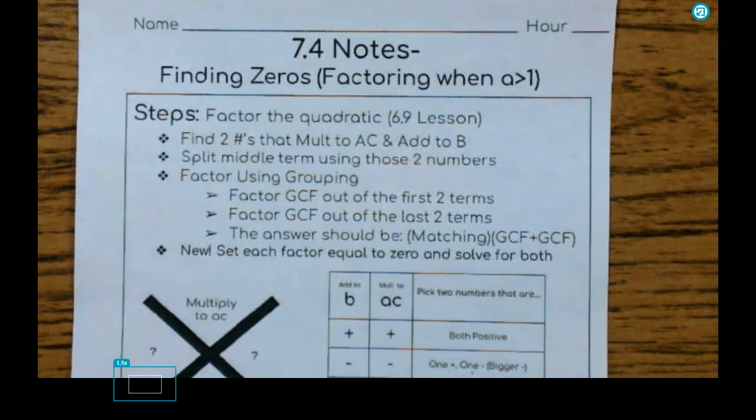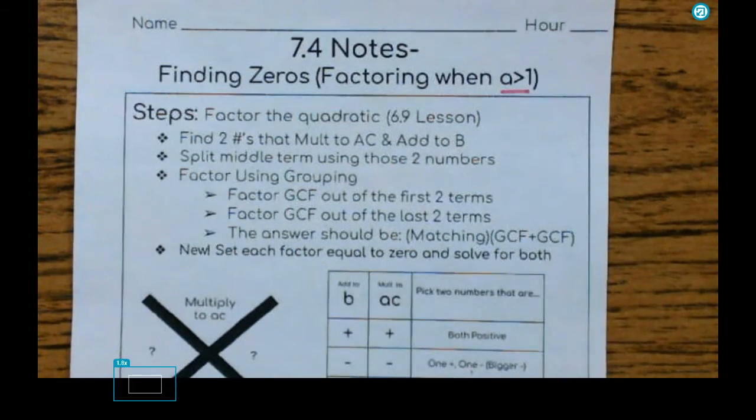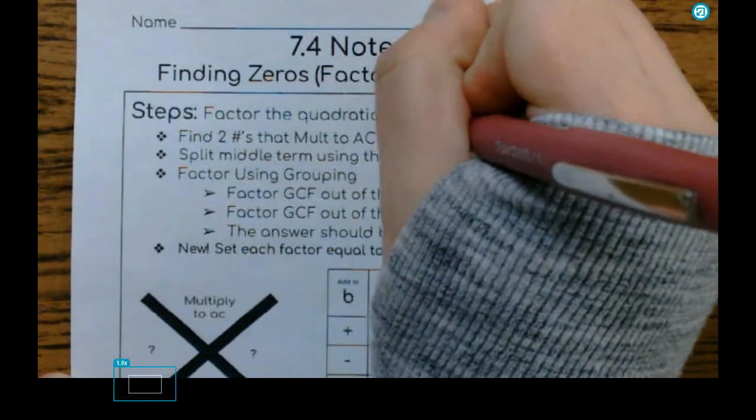7.4, finding zeros, factoring quadratics with a leading coefficient greater than 1. Grab a note sheet, please. So, like I've already said, we are going to factor just like how we factored back in 6.9.